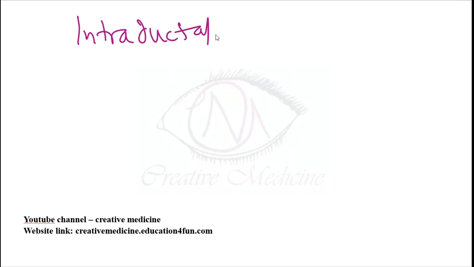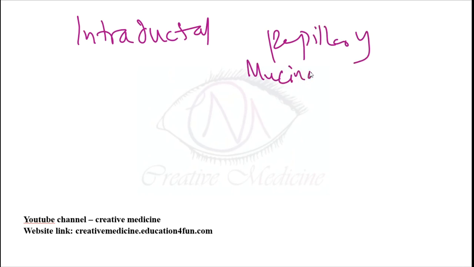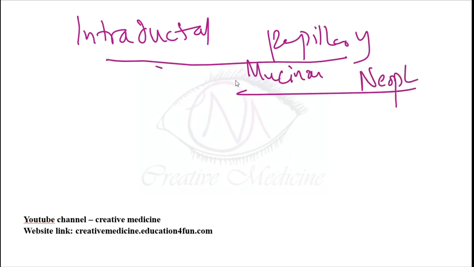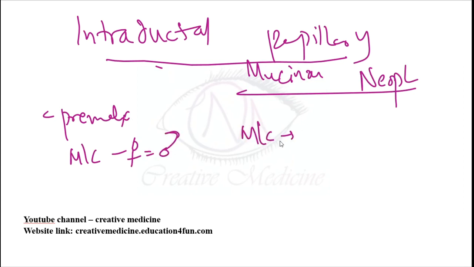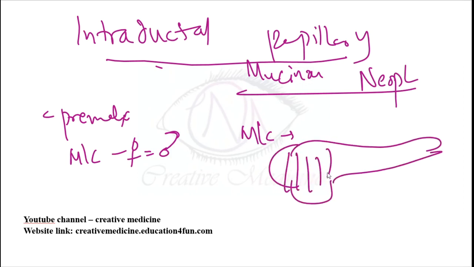Then you have intraductal papillary mucinous neoplasm. Intraductal papillary mucinous neoplasm is a pre-malignant condition. It is seen in both females and males. The most common site of intraductal papillary mucinous neoplasm is the head and the uncinate process. This neoplasm is of 3 types.